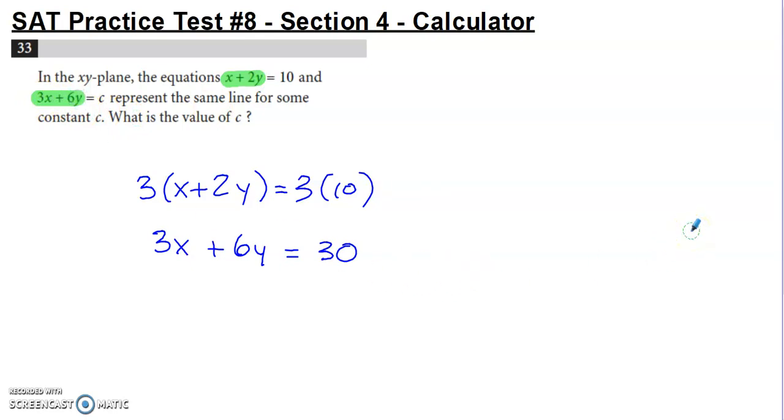So if 2 equations represent the same line, the equations of those lines have to be some multiples of each other. And so what do I multiply x plus 2y by in order to get 3x plus 6y? You should hopefully decide that it's 3. So if I multiply the left side of that initial equation by 3, I do get 3x plus 6y. I would therefore have to multiply the right side of the equation by 3 as well, and that'll tell me that the value of c has to be 30.